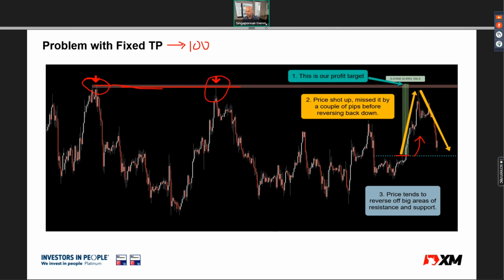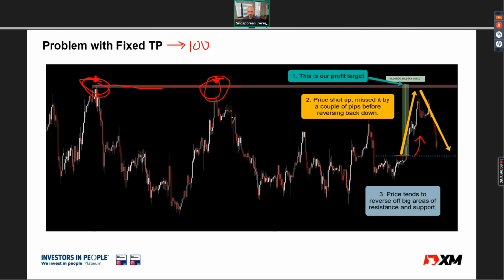But in this scenario, price shoots up, but it actually stalls just underneath the resistance area and then reverses to drop lower. So you can see that by having a fixed TP, sometimes price may not reach the resistance level every time. Just because we have identified swing high number one and swing high number two as a major resistance area, it doesn't mean price is always going to come up to exactly this point. So this is some of the problems that we can face with having a fixed TP as well.